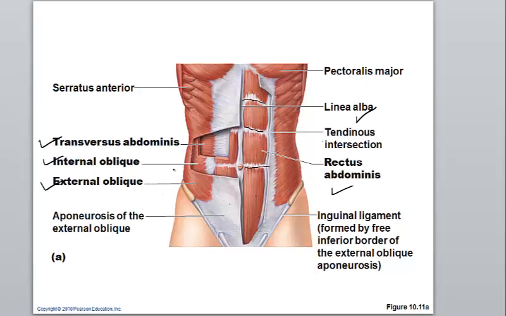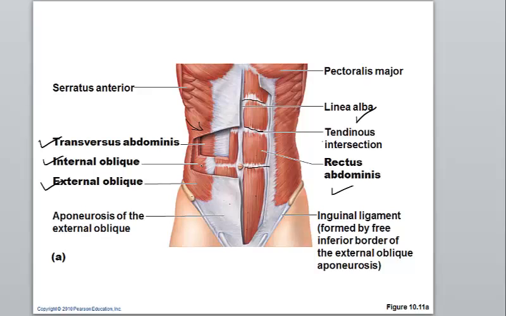And then we move on to your obliques. You have the external oblique, which starts from the ribs, as you can see over here, and attaches along the linea alba. That'll be the aponeurosis over here. Some fibers go all the way to your pubic crest on this area as well. So the external oblique runs in this direction.